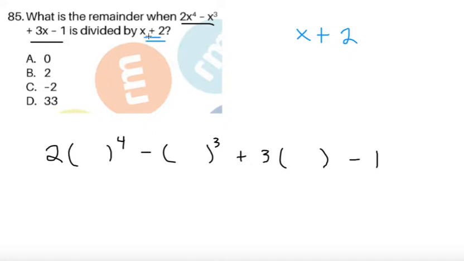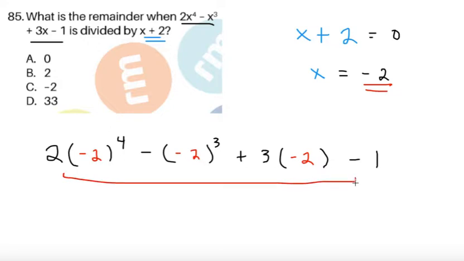value of x when the divisor, in this case x plus 2, is equal to 0. So we solve x plus 2 equals 0 first, so we're going to get that x equals negative 2. So all I have to do is substitute negative 2 back into the given polynomial. So I'll substitute negative 2 into 2x to the fourth minus x cubed plus 3x minus 1. And then all I have to do is just expand this and I'll be able to get the answer.